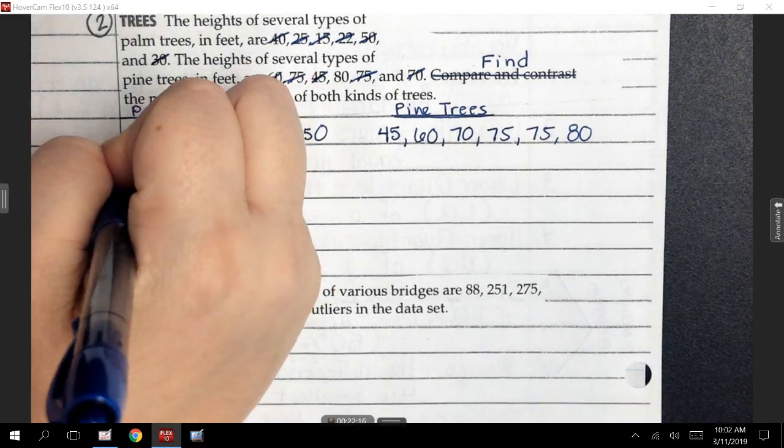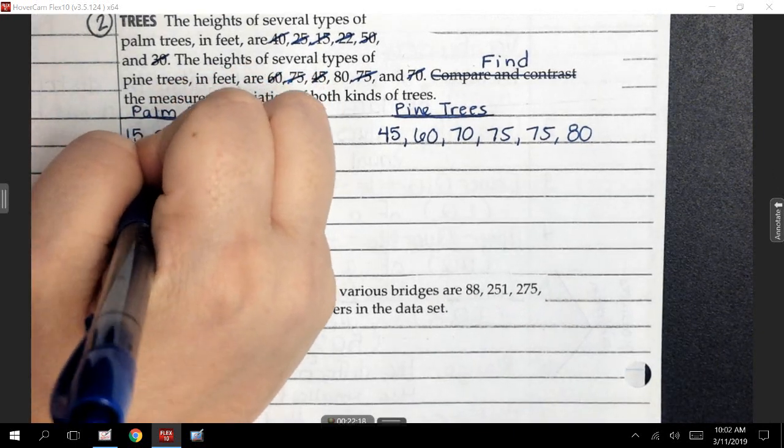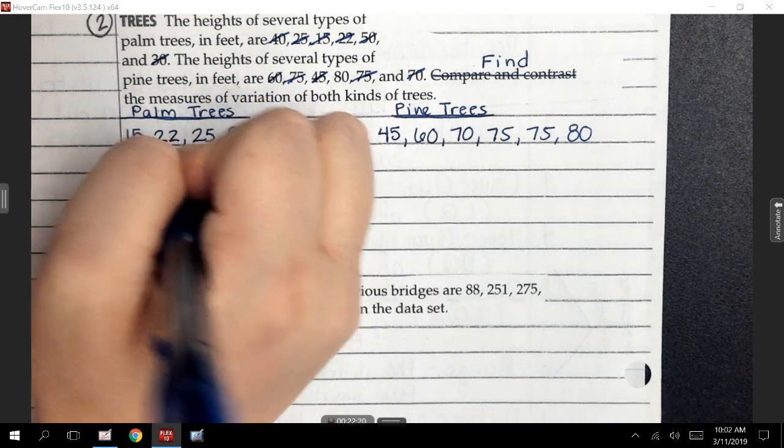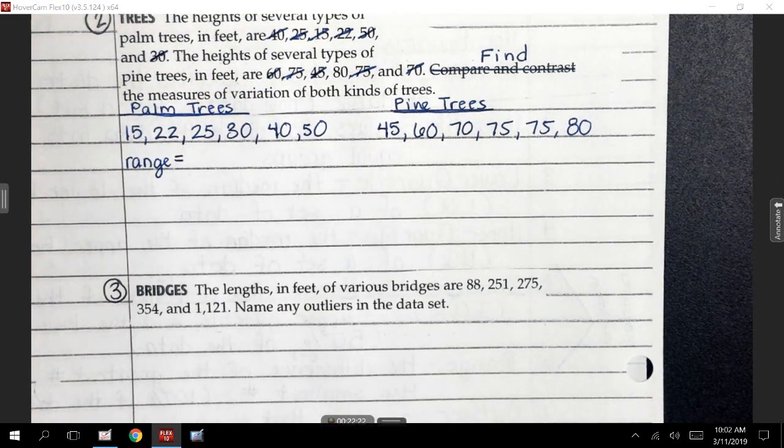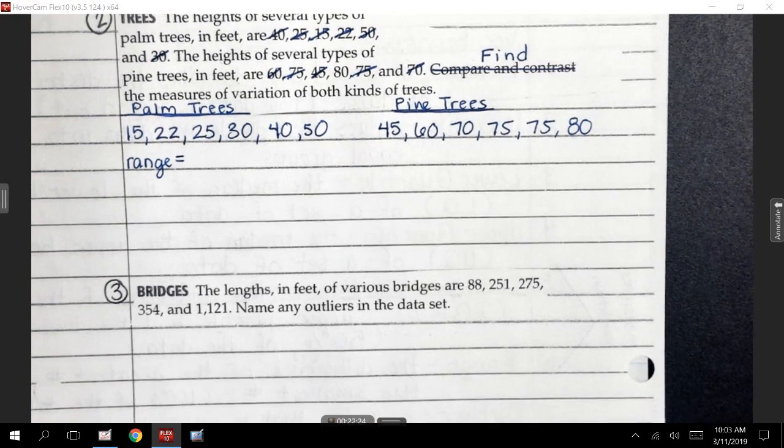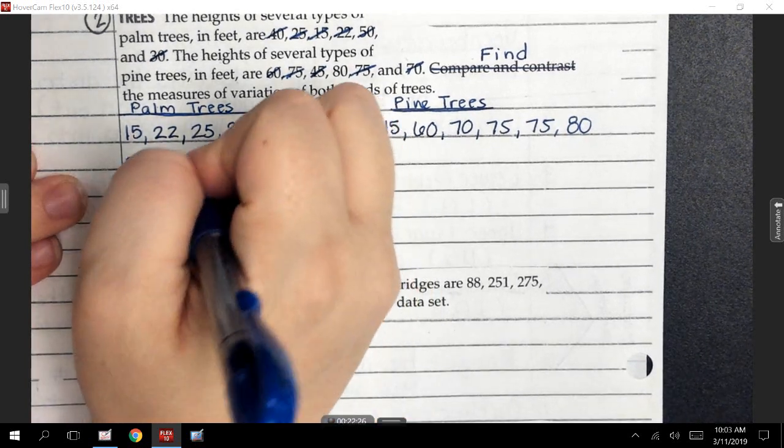All right. So I just went ahead and listed them both out to get that out of the way. Now let's focus on our palm trees, measures of variation. We're going to start off with the range. How am I going to go about finding the range on the palm trees? Hayden?